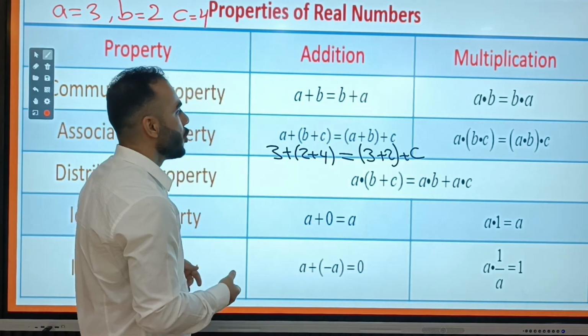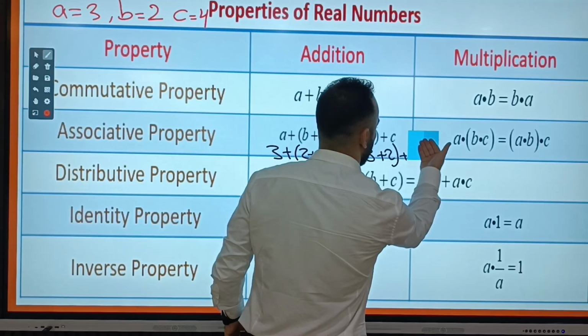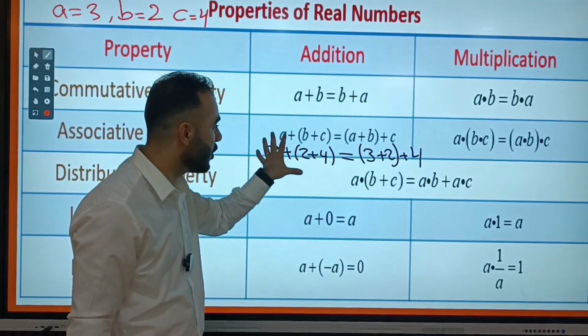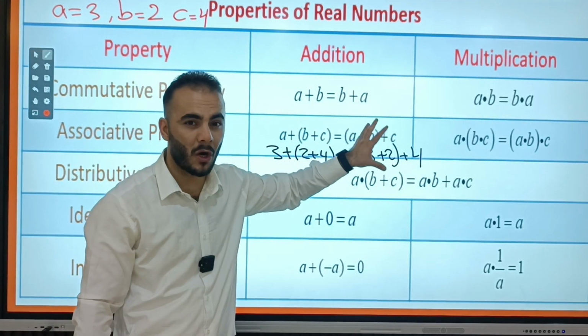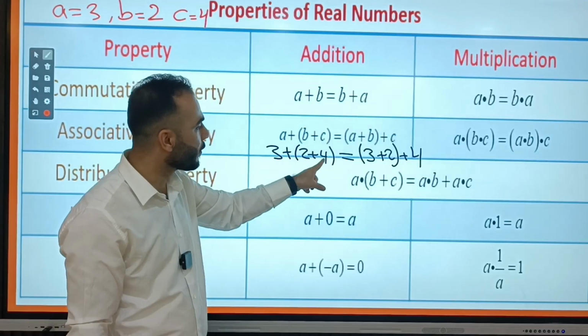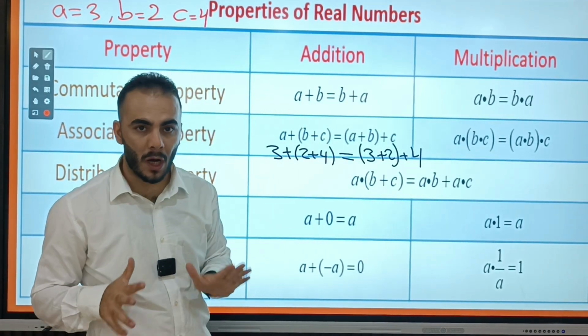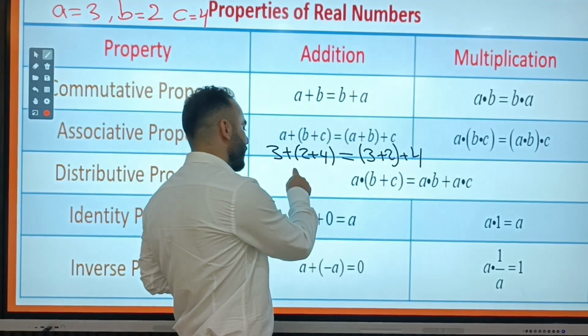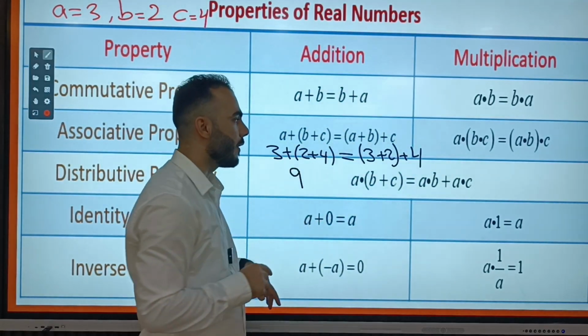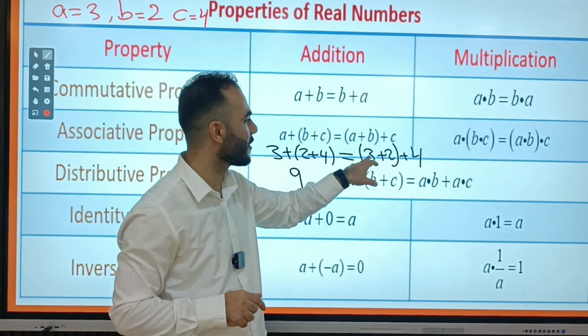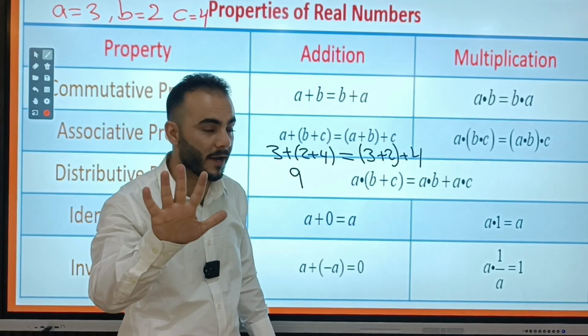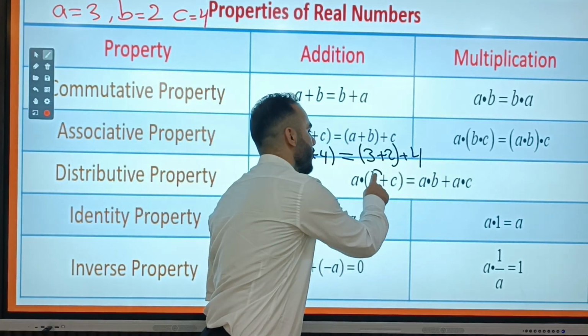Let's see. So instead of this, we have got 4. Let's see whether these two sides are the same or not. So 2 plus 4, 6. 6 plus 3, 9. All right? The result of the left side is equal to 9. How about the right side? Well, in the right side, we have 3 plus 2, 5. Plus 4, we got 9 again.